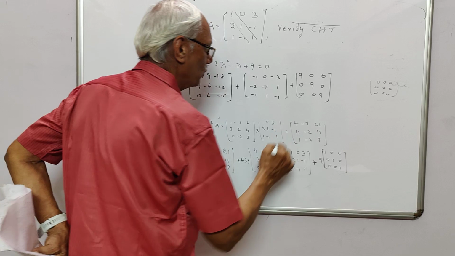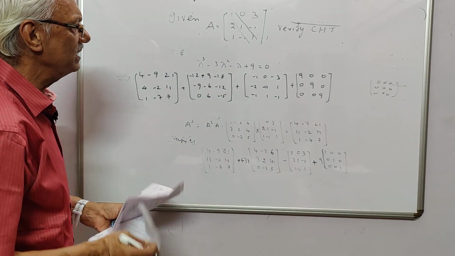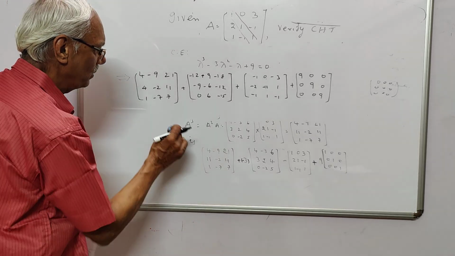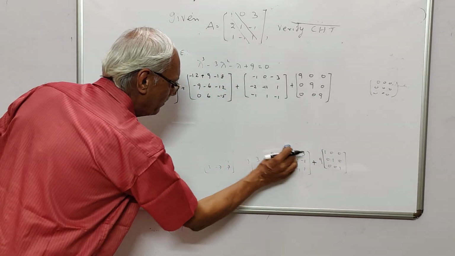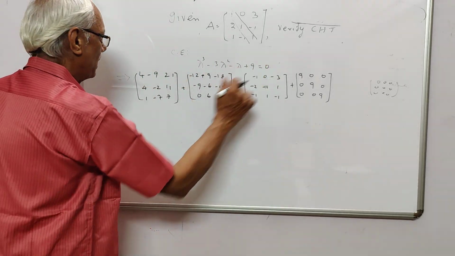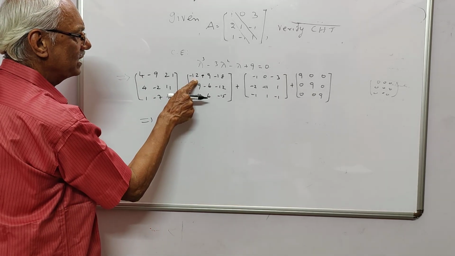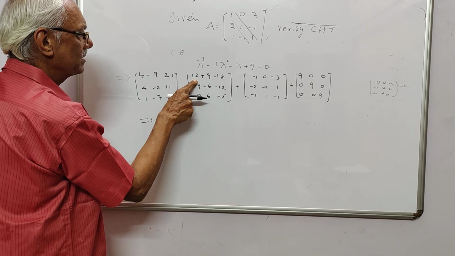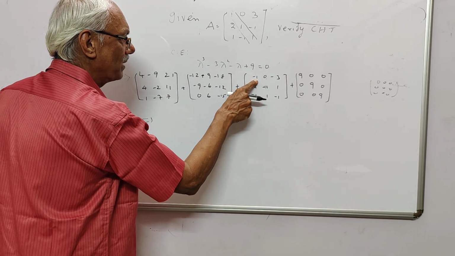Now what is it that you will do now? Completely add everything. So what is the matrix that you will get here? Add all the corresponding elements. First element means completely add the first element in the first row. So what will you do? 4 minus 12. How much is it? It is minus 8. Minus 8 minus 1 means minus 9.